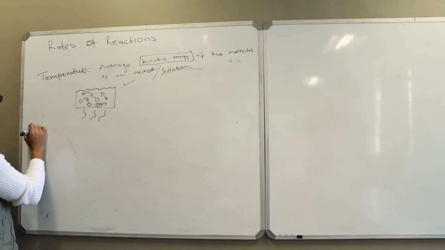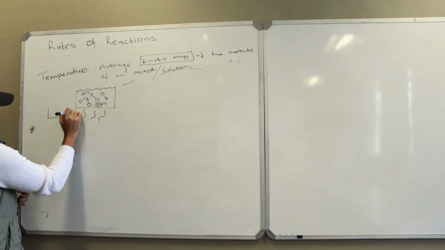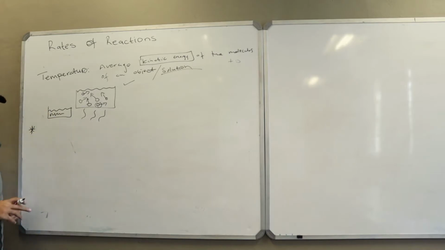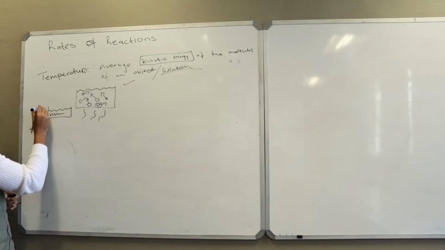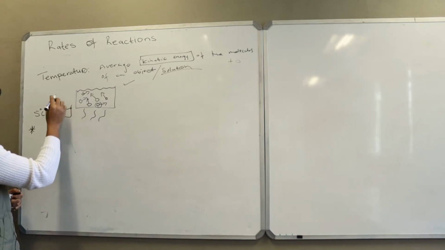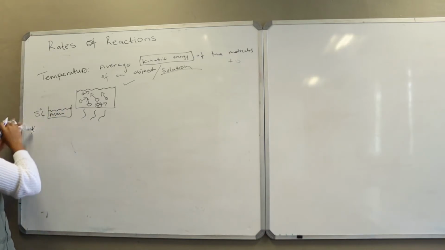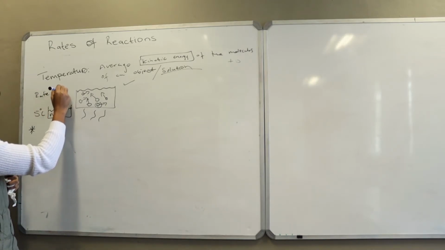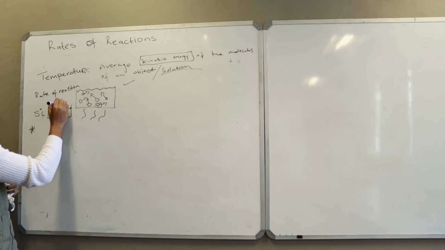So let's say we have a certain solution, and there's a chemical reaction occurring. It's at a specific temperature, let's say 5 degrees Celsius. And at 5 degrees Celsius, this reaction takes 6 minutes.